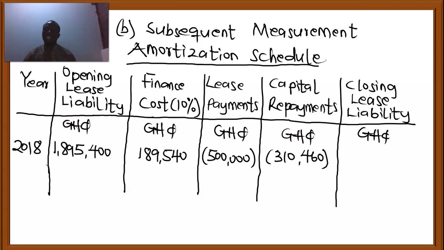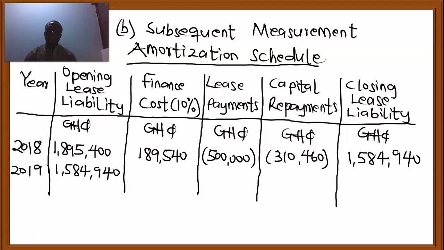Our closing lease liability is determined by subtracting the capital repayment from the opening lease liability, and that gives us 1,584,940. This becomes the opening balance for 2019. So we have 1,584,940. We multiply it by 10%, and that gives us 158,494.